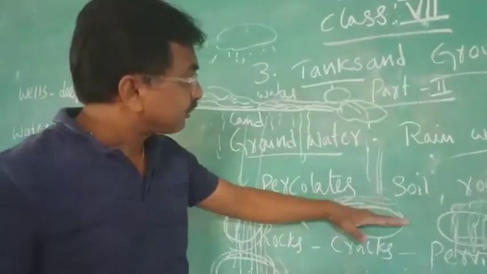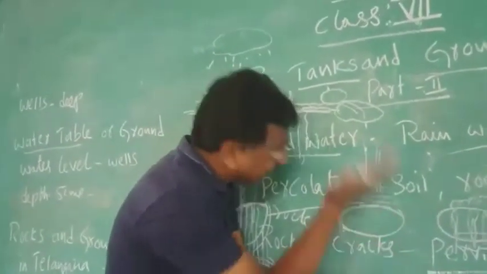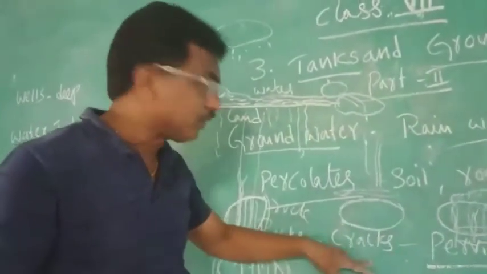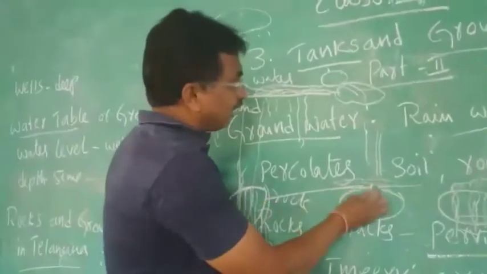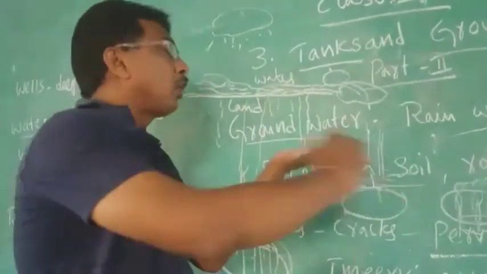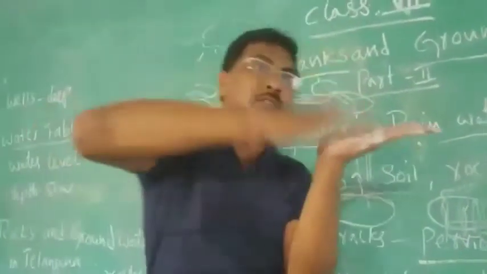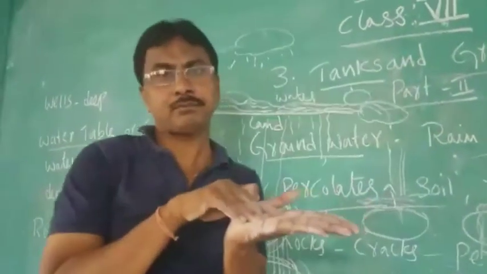These impervious rocks will not allow the water to go behind or below the stone, and the water will be above only. Here the water stays; it will not allow it down. On the top of the rock water will be there. That's called impervious rocks.